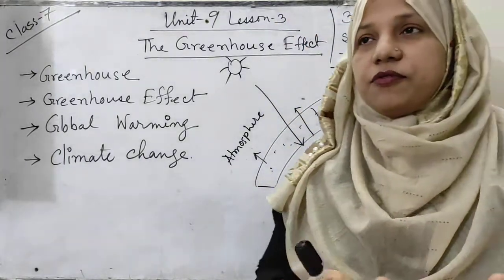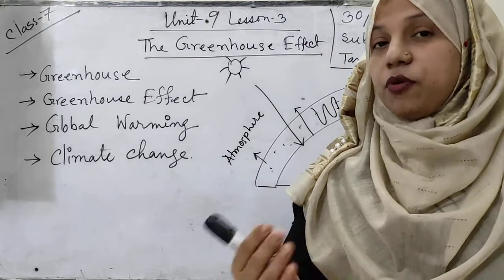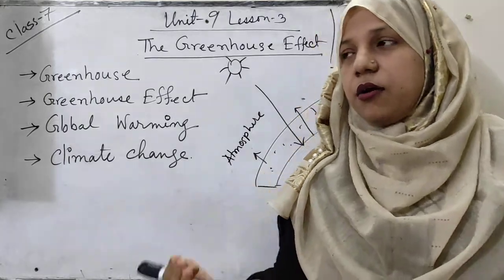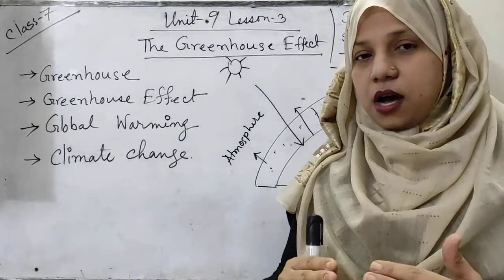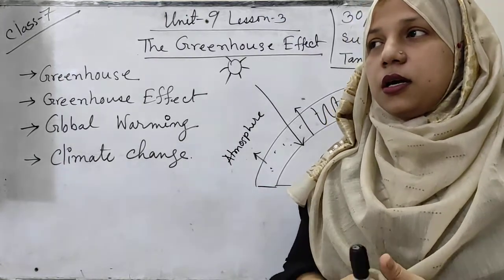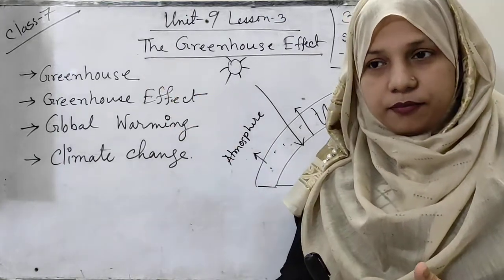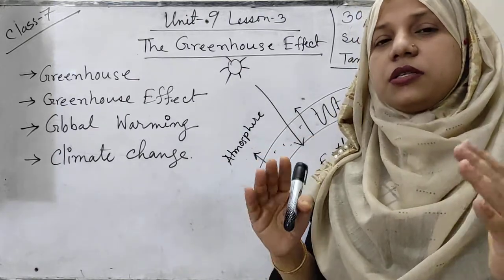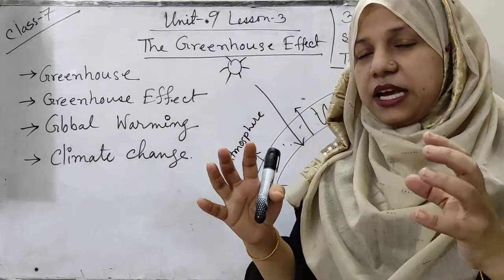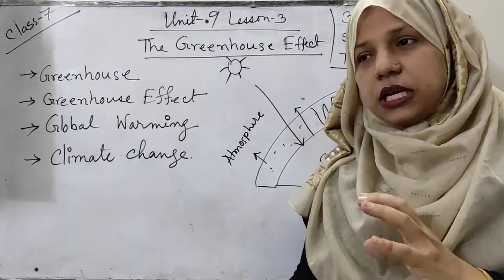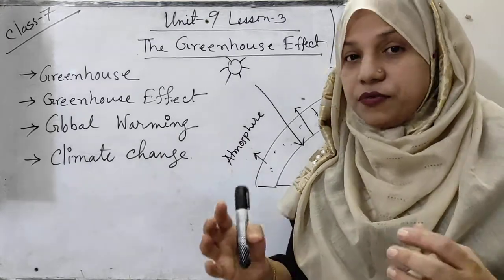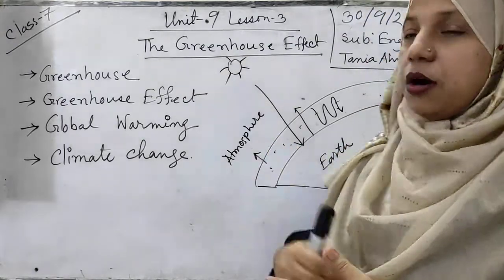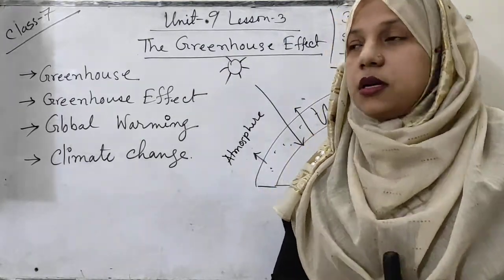Actually, at first we have to know what is greenhouse effect, and before that I want to tell you, all of you know what is a greenhouse. A greenhouse is a special type of house which is made up of glass through which the sunlight gets in, it gets heat, and it is a special type of glass by which this heat is trapped and vegetables or fruits are grown out of season. So that's why this type of house is known as greenhouse.